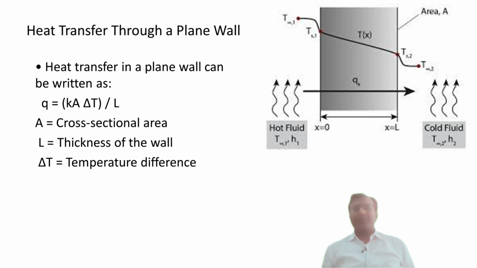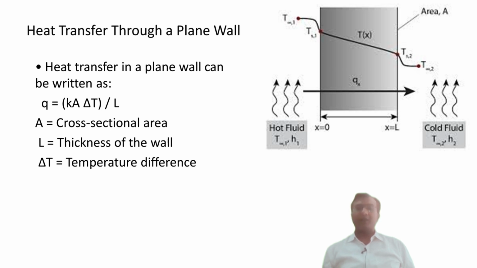We will apply our knowledge to heat transfer through a plane wall, a common scenario of one-dimensional conduction. For a wall with a cross-sectional area A, thickness L, and thermal conductivity K, the heat transfer rate Q is given by Q equals K multiplied by A multiplied by delta T, all divided by L, where delta T is the temperature difference across the wall.